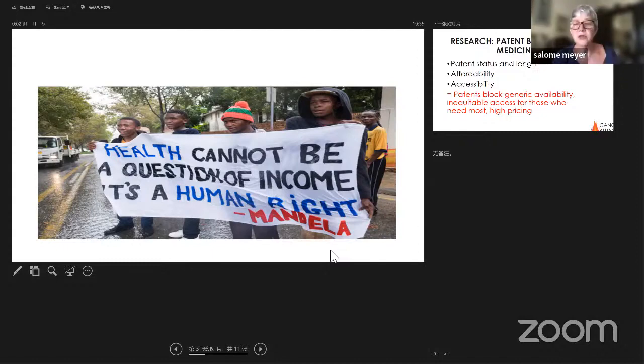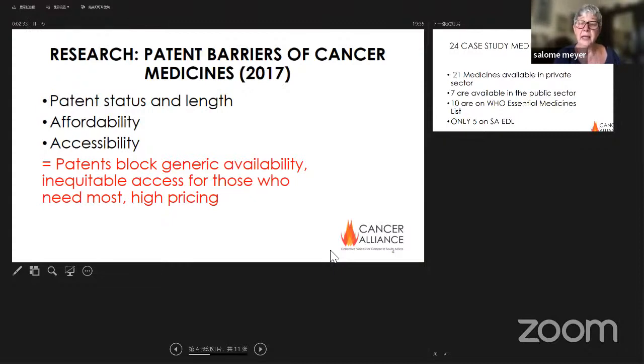Next slide, please. In 2017, the Cancer Alliance, with funding from the Open Society Foundation, investigated the patents on 24 cancer medicines. This was a landmark report for us, and it gave us the opportunity to focus specifically on the cancer medicines that have patents on them. Those were the aspects that we looked at: affordability and accessibility.